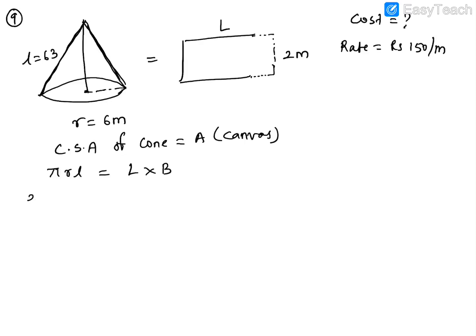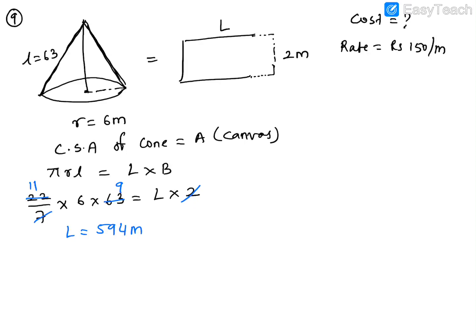So now let's substitute. Pi is 22 upon 7, R is 6, L is 63, L we don't know, B is 2. Now if you calculate all this, what will you get? 7 ones are 7, 7 nines are 63, 2 ones are 2, 11s are 22. So 6 nines are 54 into 11, 594. So length is equal to 594 meter. So that's the length of the cloth which is needed.